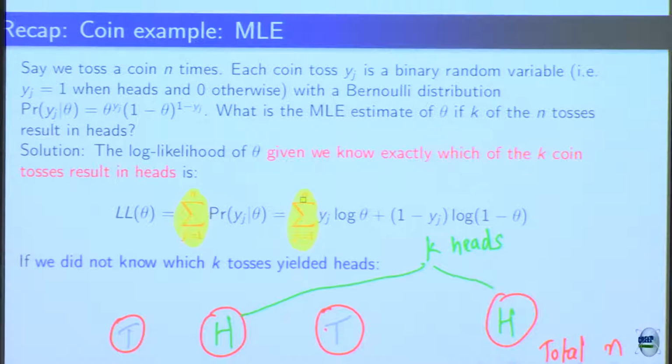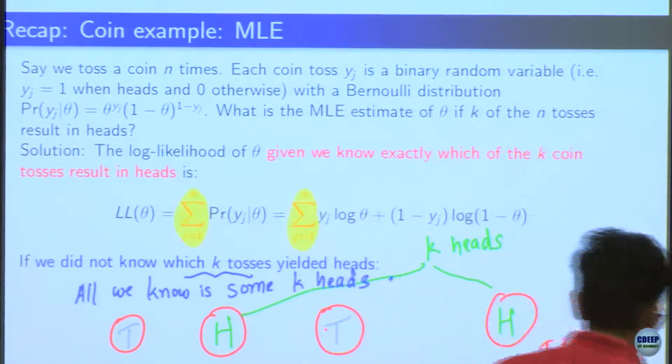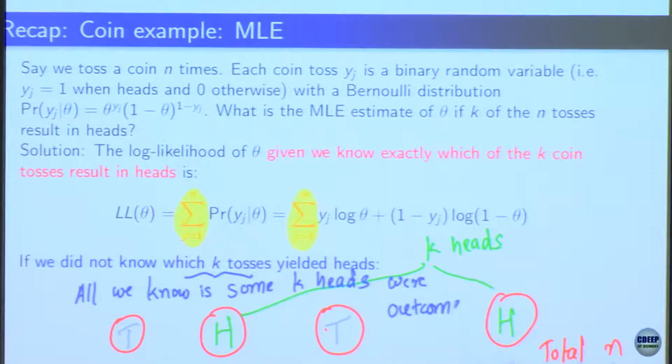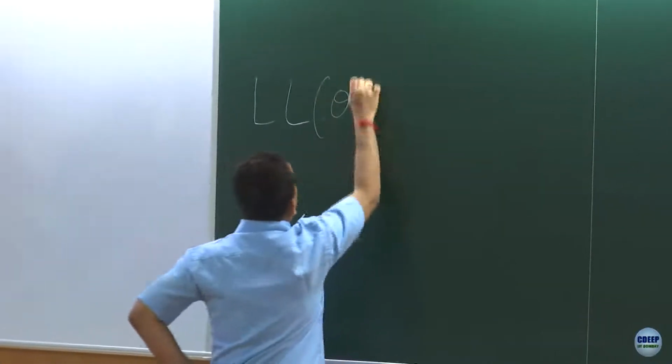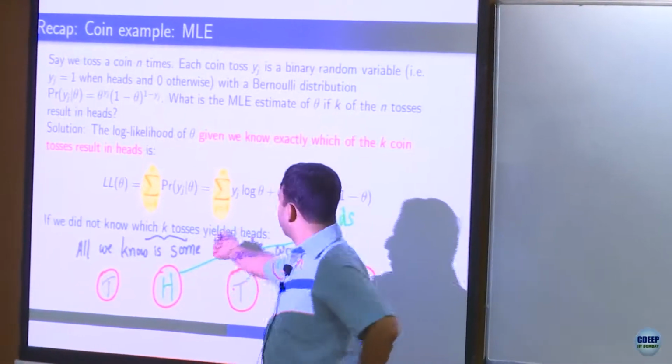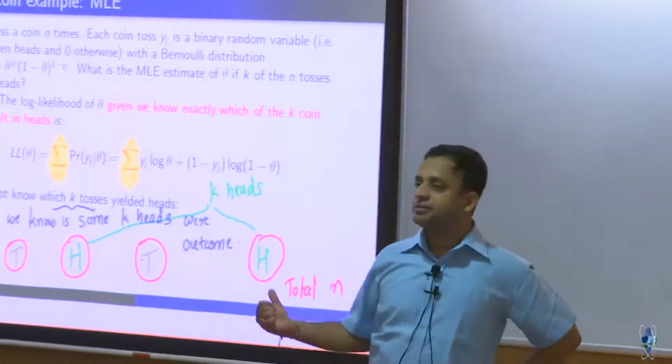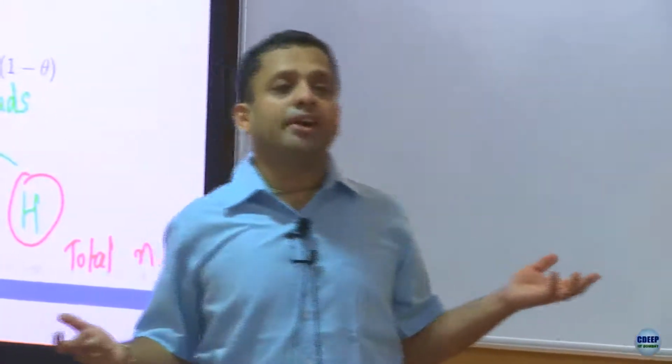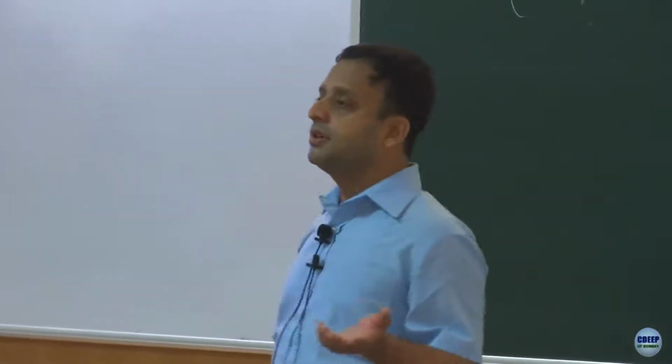Okay. Your coin is safely with the TA. But suppose we did not know which k tosses yielded the heads. All I am telling you is a sum total. There were some k heads that landed. So how would you modify the log likelihood? Can I do a summation over all the coin tosses, a summation over the log? Is it possible? If I didn't know which of the n coin tosses yielded heads, how would the log likelihood change?